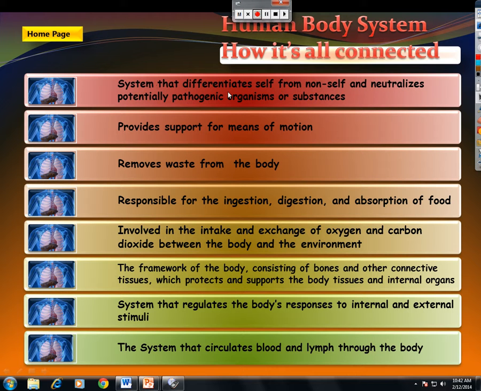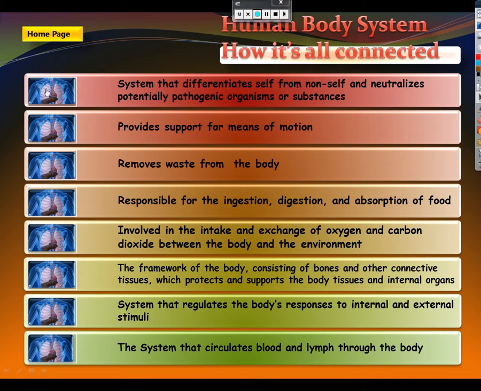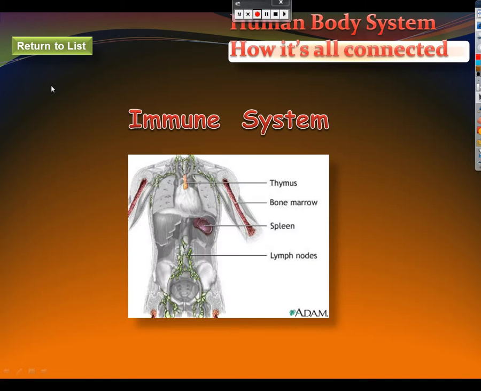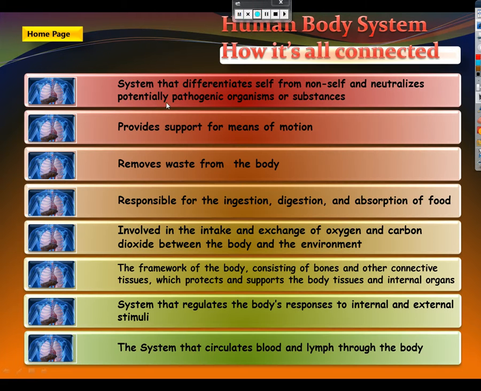So, the system that differentiates self from non-self and neutralizes potentially pathogenic organisms or substances. Which one of the slides that you have, which one would apply to that? That is going to be your immune system. Okay? Now, the key thing here, and let me go back to the list. The key thing here is potentially pathogenic organisms. We're talking about fighting off and thwarting off any kind of bacteria and virus and so forth from entering your body. So take a second now, take a moment to write this down.